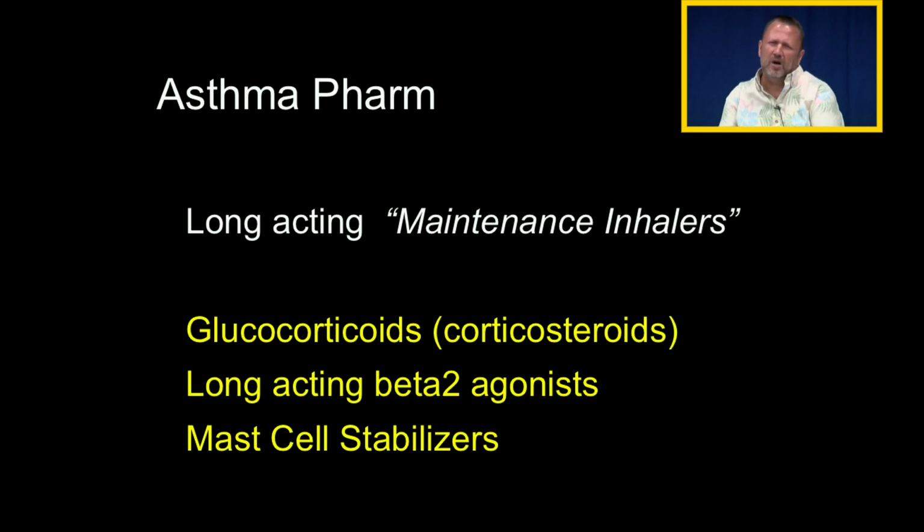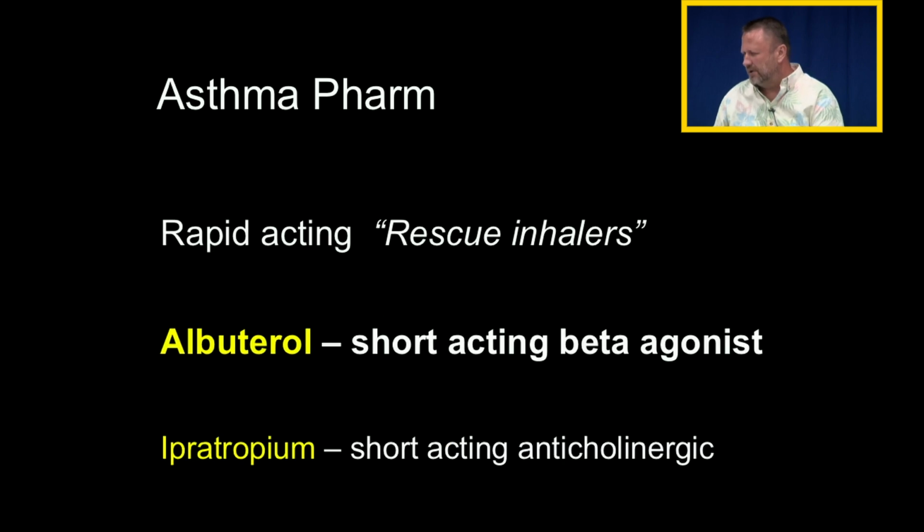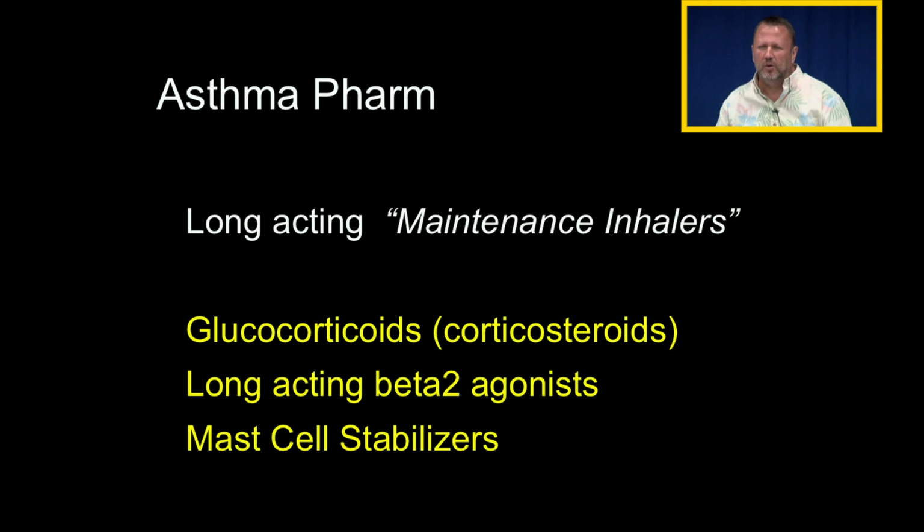And then we're going to talk about the long-acting inhalers that are not used during an asthma attack: the glucocorticoids, the long-acting beta-2 agonists, and then the mast cell stabilizers. All right, so this is basically the 5 classes of drugs we're going to talk about today. The rapid-acting beta agonist, the short-acting, rapid-acting anticholinergic, and then the glucocorticoids, the corticosteroids. They take longer to work.